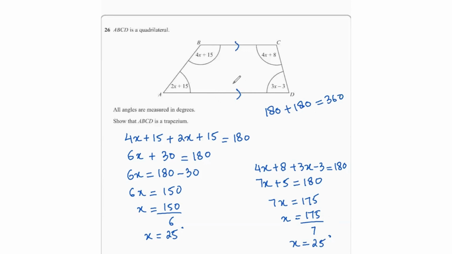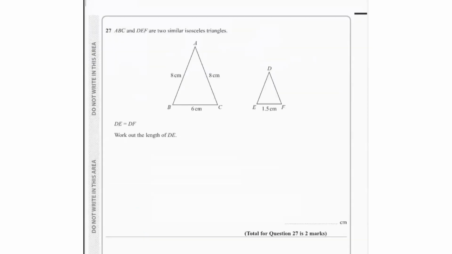You can also check by substituting x equals 25 into these two. This would be 2 times 25 plus 15, which would be 65. And 4 times 25 plus 15, this would be 115. So 115 plus 65 is also 180. So that's correct. Next question says ABC and DEF are two similar isosceles triangles.